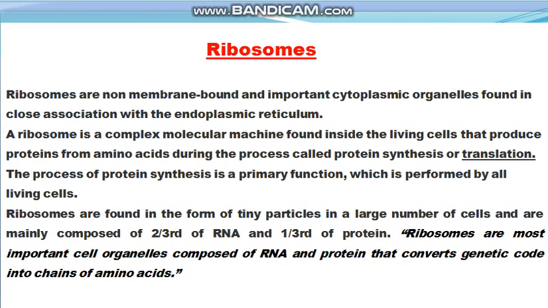Ribosomes are found in the form of tiny particles in a large number in cells, and they are mainly composed of 2/3 RNA and 1/3 proteins. Ribosomes are the most important cell organelles composed of RNA and protein that convert genetic code into chains of amino acids. So what is the composition of the ribosome? Ribosomes are made up of two things, RNA and protein: 2/3 part is RNA and 1/3 part is protein. They convert the genetic code into chains of amino acids, and these amino acids form the protein. So this is the basic function of the ribosome, that is to produce proteins.